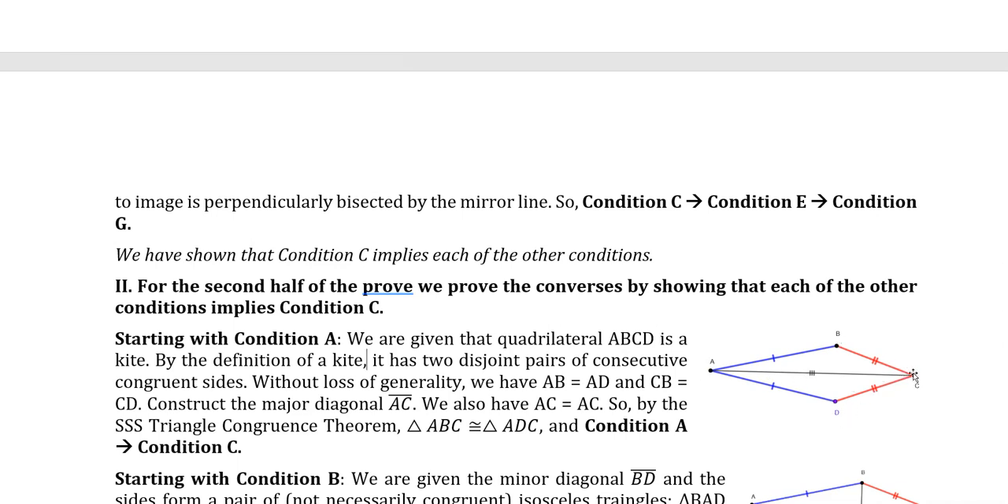Well, AC, the major diagonal, is congruent to itself, so now we have enough to use the side, side, side triangle congruence theorem to show that the two triangles are congruent, so condition A implies condition C. Specifically, triangle ABC is congruent to triangle ADC, congruent with a reflection.